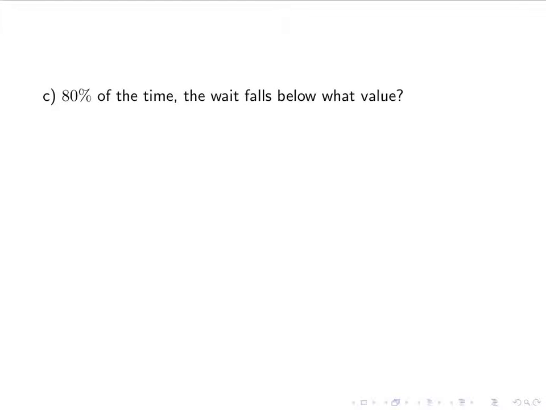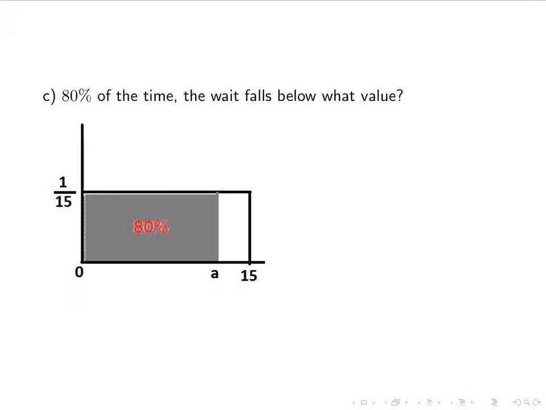Another question, part C, says 80% of the time the wait falls below what value? So this question's a little different. I'm not looking for the probability. I'm given the probability, and I want to find the x value. So I want to know at what point, so we're going to call it A, is the area under the curve from 0 to A 80%. So I'm going to set up the equation, except again, instead of knowing the length and the width and finding the area, I know the area, it's 80%. I know the height of my rectangle, and my width is going to be A.